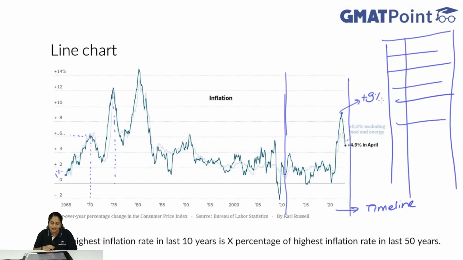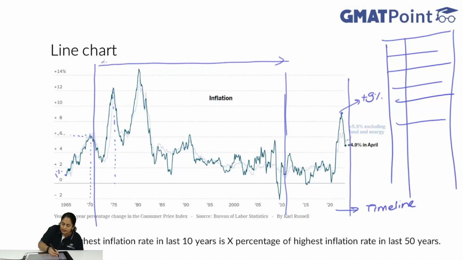Now we are asked this relative to the highest inflation in the last 50 years. The last 50 years would be around 70 onwards. Since this is around 2022, I have to consider 72 onwards. If I consider this period onwards, where is the highest peak? What is the highest inflation rate? This is the highest peak, which is above 14, and considering how each of these bars are separated, this point would be around 14.5%.